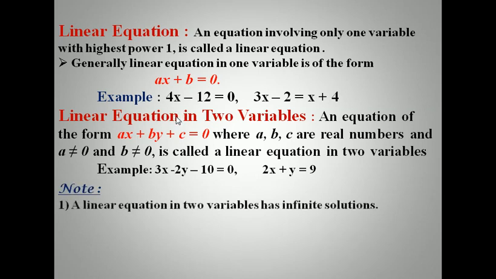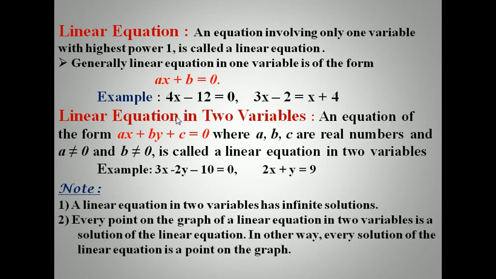We have to note that a linear equation in two variables has infinitely many solutions. It is very difficult to find the exact solution for this equation. Every point on the graph of a linear equation in two variables is a solution of the linear equation because it has infinitely many solutions. Every point on the graph means the linear equation is a straight line. Every point on the line is a solution. Another way, every solution of the linear equation is a point on the graph.